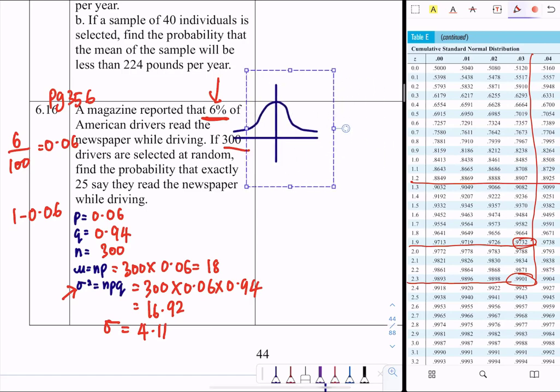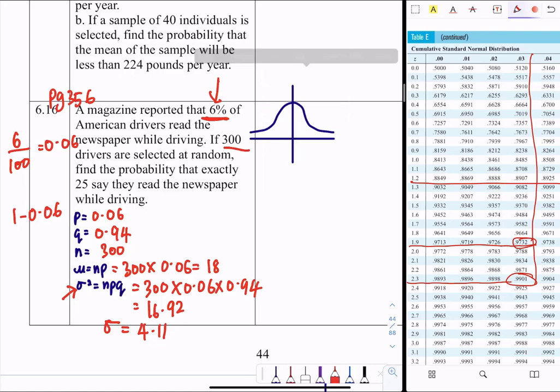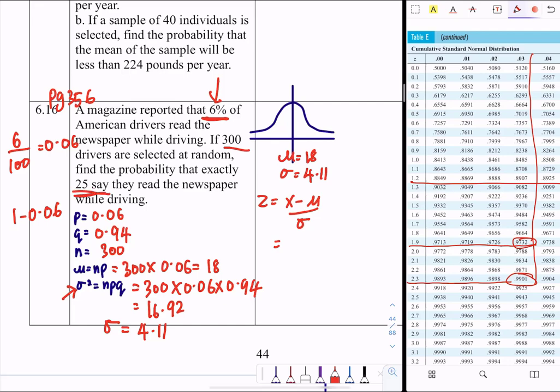Then similarly, using the graph itself, we have the mean. The mean is 18. The standard deviation is 4.11. What is the formula for this? The formula is similar. Now, the probability that exactly 25.